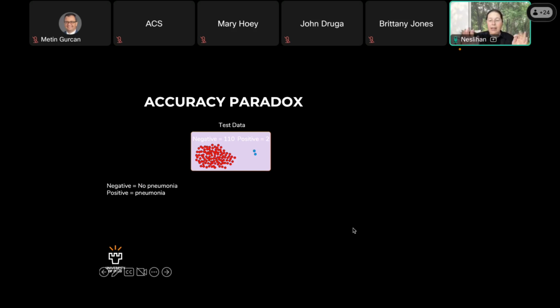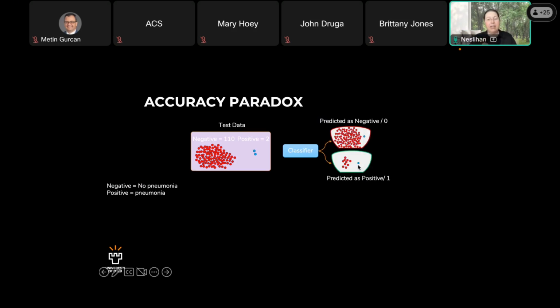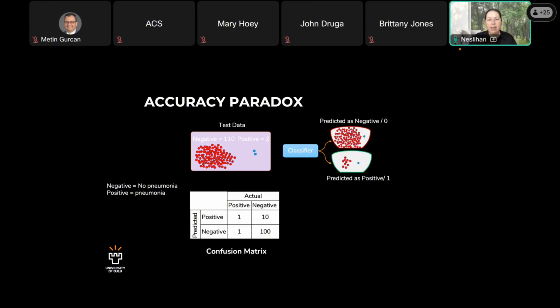So assume that this radiology department test set has about 2% pneumonia cases. So it's a very imbalanced classification problem with only 2 positive samples. Now let's evaluate a classifier using this test set. Assume we have predictions with 1 positive sample classified correctly and the other incorrectly as negative. When you calculate the accuracy of this classifier, the accuracy is 90%. The model has a very low false positive rate, which shows a very good performance.